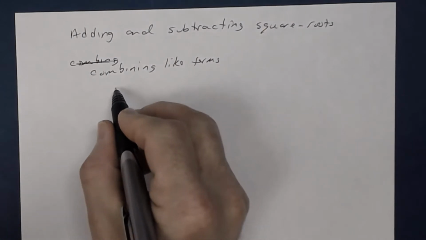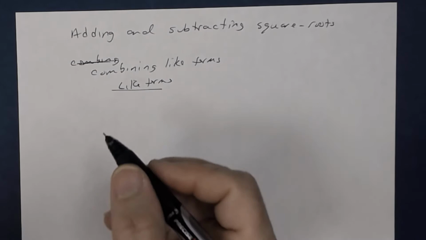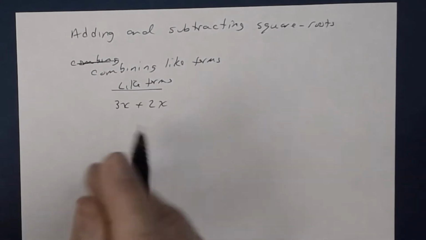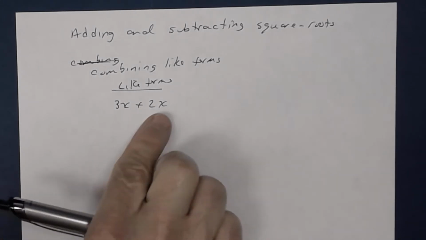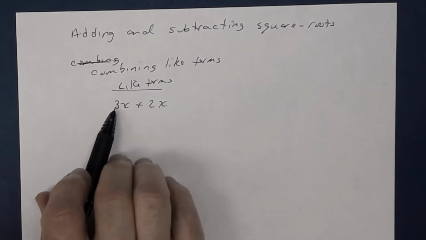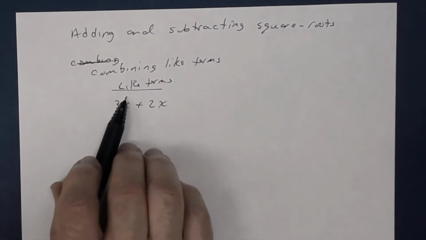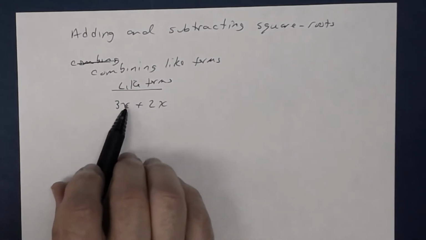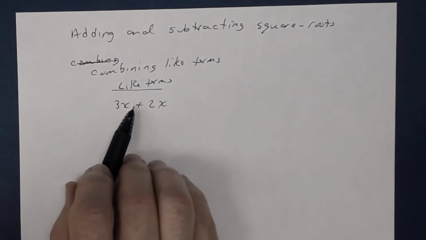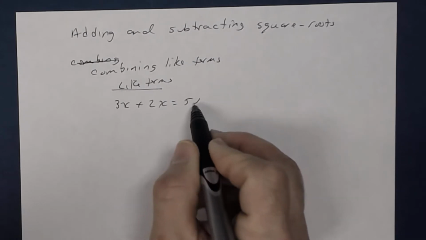So these are like terms right here. So I can combine these terms. So 3x plus 2x. So those are like terms. Remember that? These are like terms because they have the same variables. These two terms, they have the same variables, and those same variables are raised to the same power. All right, x to the first, x to the first. Doesn't matter what the coefficient is. And so when we combined them, we had 3x here, 2x here, and that became 5x.